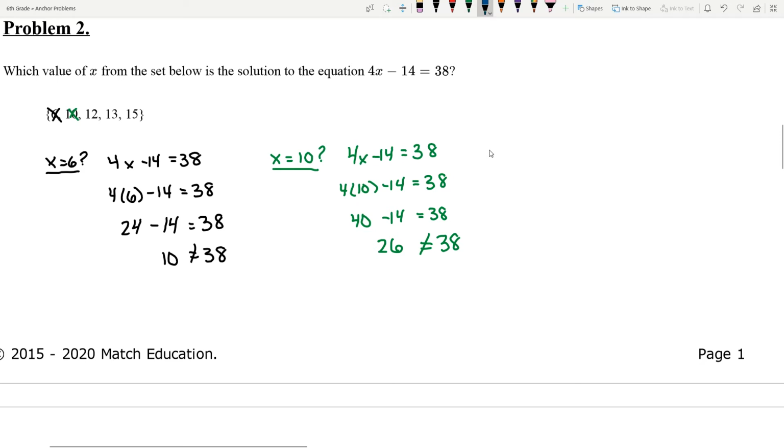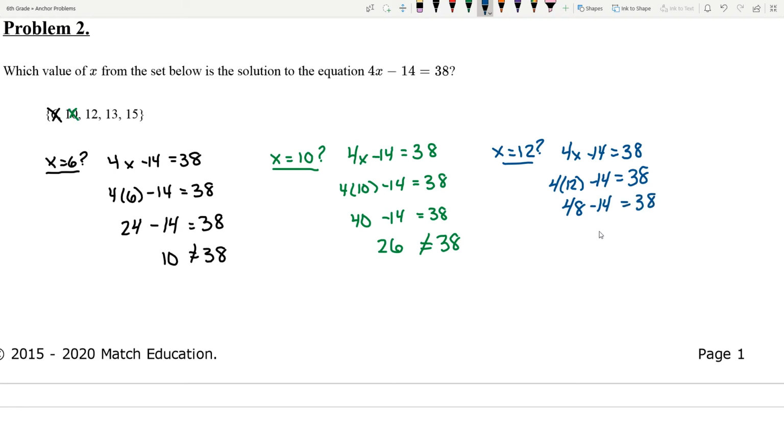Let's try 12. Does x equal 12? Well, 4x minus 14 equals 38. Test the 12. 4 times 12 minus 14 would have to equal 38. 4 times 12 is 48, minus 14, so close, but so far away. 34 does not equal 38, so 12 is not a solution.